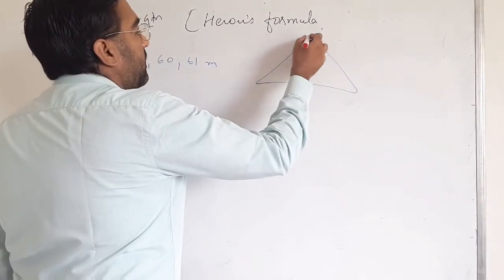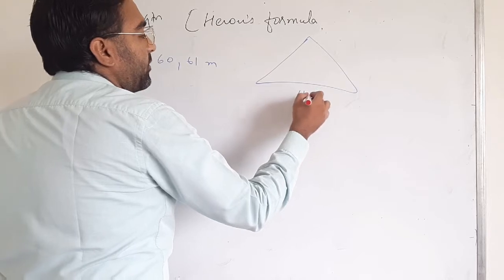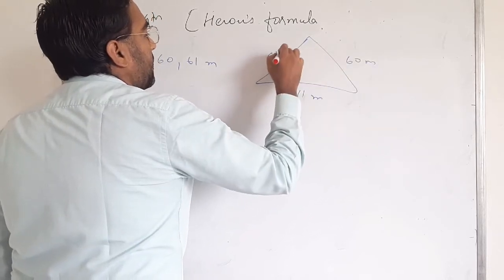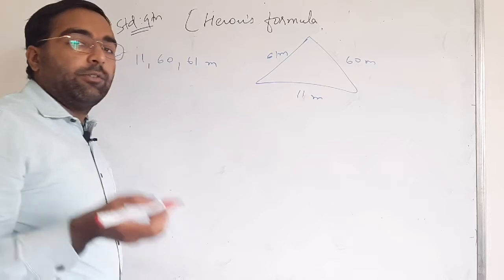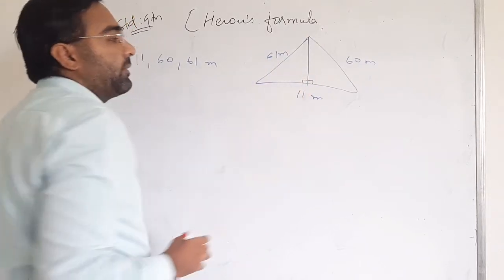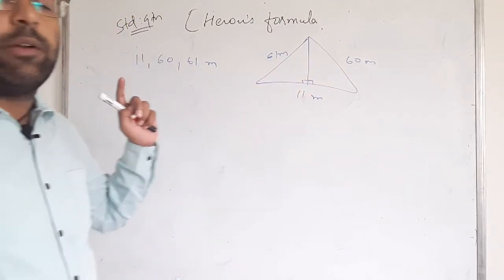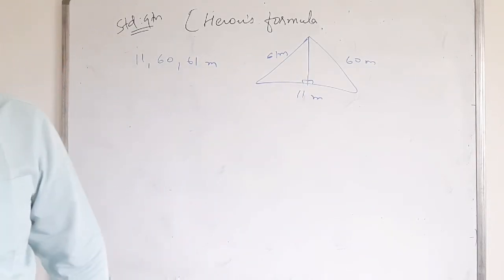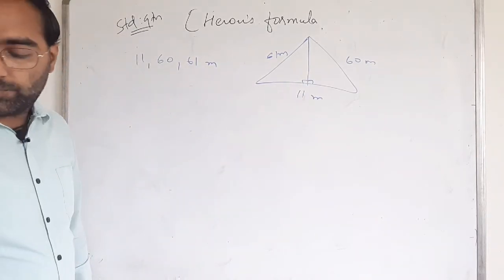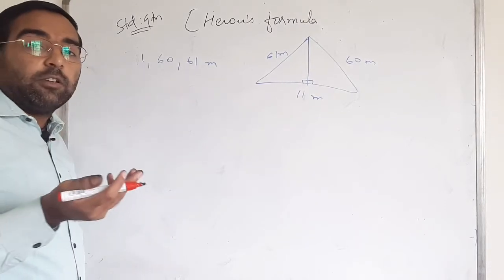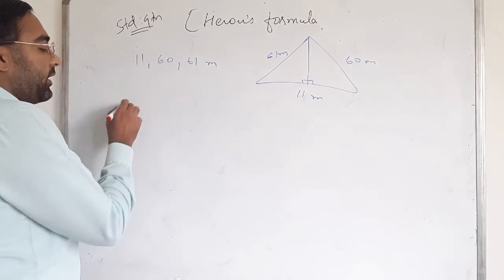This is my triangle. I'll write the smallest side here, 11. This is 60 and this is 61. The altitude to the smallest side is here. So I have to find the altitude of the triangle. For the altitude on this smallest side, first of all we have to find the area of the triangle.